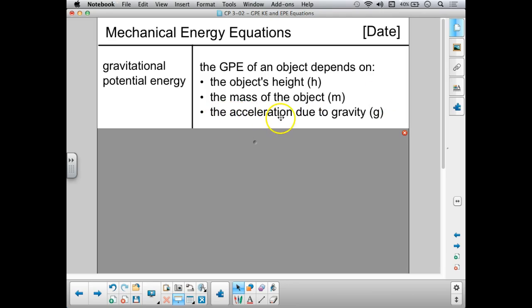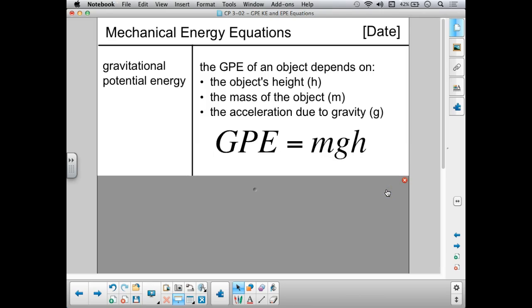We're also going to talk about the acceleration due to gravity. And this is basically how fast the force of gravity of the Earth is going to be speeding us up. How much does the Earth, or wherever we are, want to speed us up where we are? And we just symbolize that by the letter G, small g.